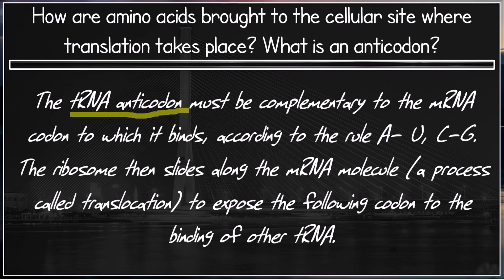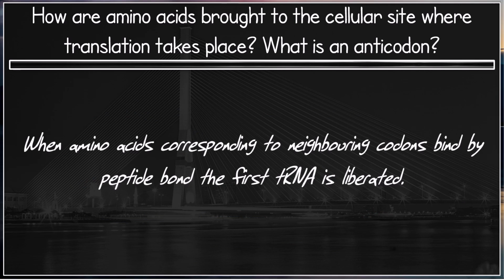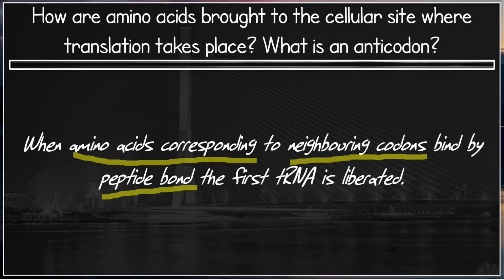The transfer RNA anticodon must be complementary to the messenger RNA codon to which it binds, according to the rule of adenine with uracil, cytosine with guanine. Ribosomes then slide along the messenger RNA molecule, a process called translocation, to expose the following codon to the binding of another transfer RNA. When amino acids corresponding to the neighboring codons bind by peptide bonds, the first transfer RNA is liberated.